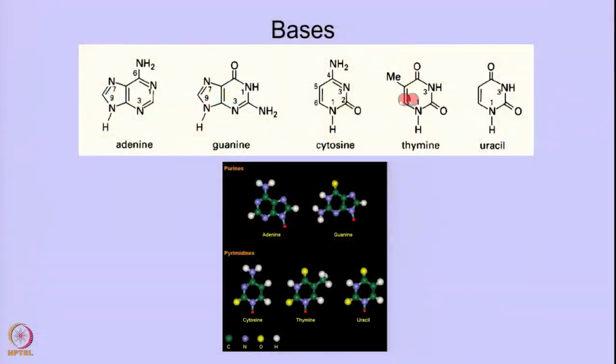As I said, the 1 prime is connected to the base. Now there are 4 different kinds of bases, or rather 5 here. See, this is adenine, guanine, cytosine and thymine. These are the 4 which are present in DNA. Okay, in RNA thymine is not present, it is replaced by uracil.